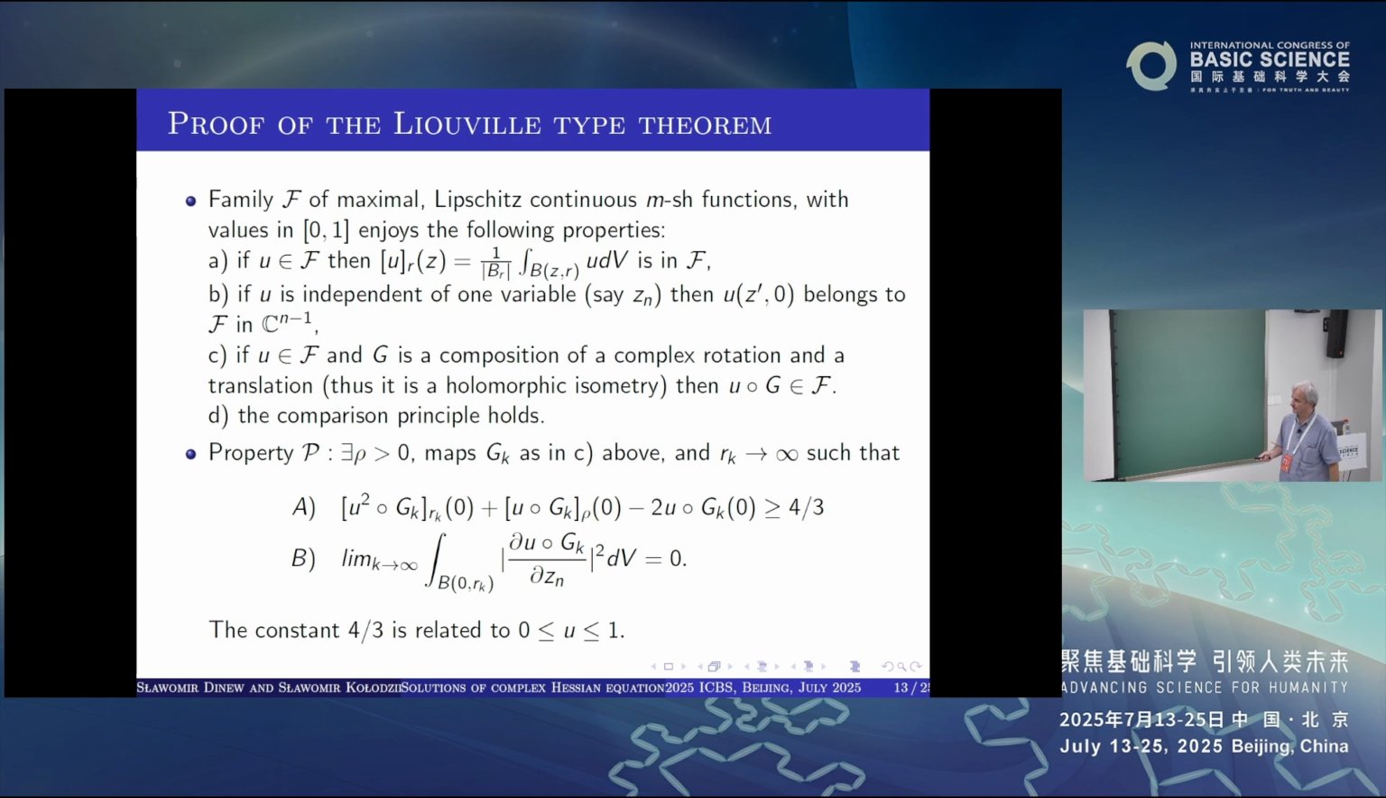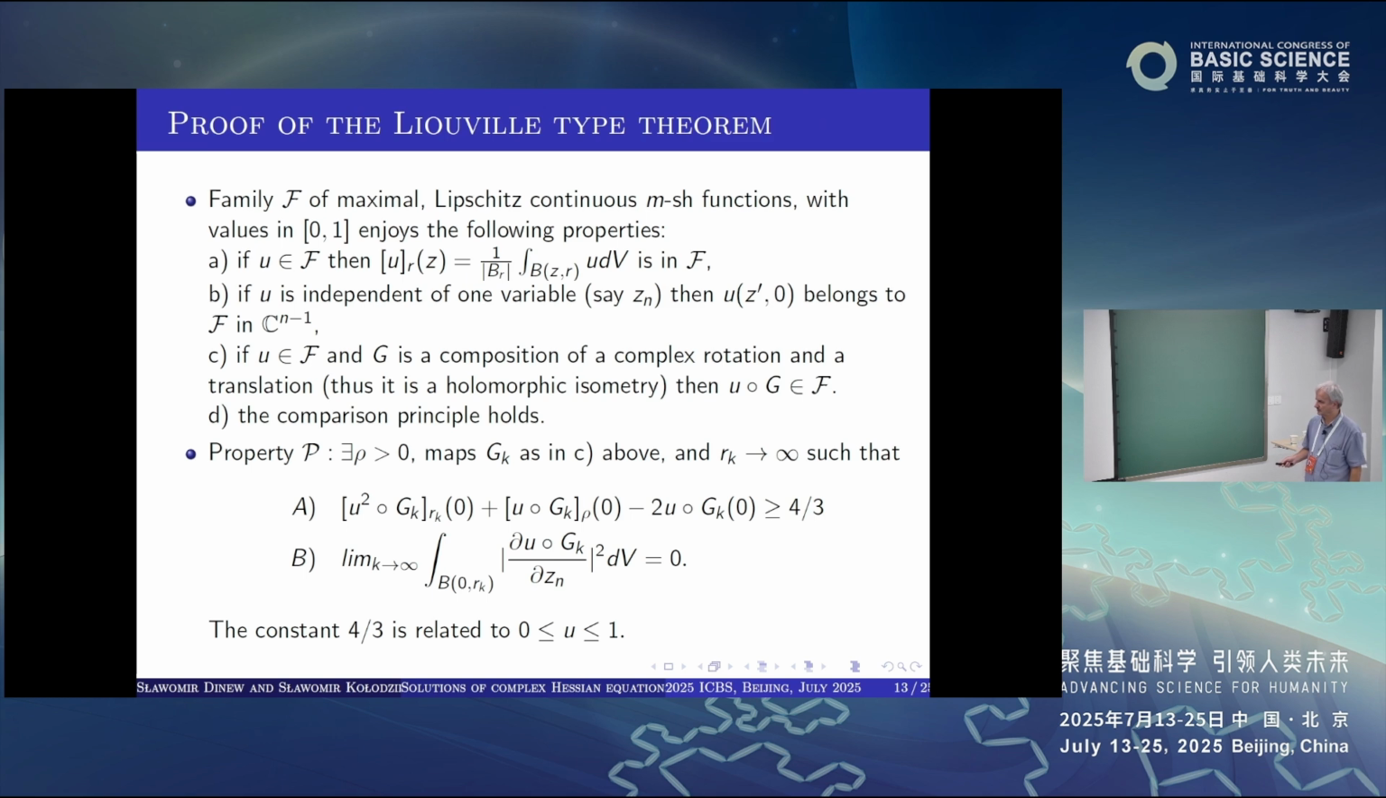This will be two parts of the proof. What it says is that there exists a positive number, maps, which are those compositions of rotations and translations, and a sequence diverging to infinity, so that if we take this kind of regularization for u squared, composed with gamma gk, again here, but now for u, and now this guy is fixed. This is for every rk from the sequence, and just this value. Then it should be bigger or equal to this.